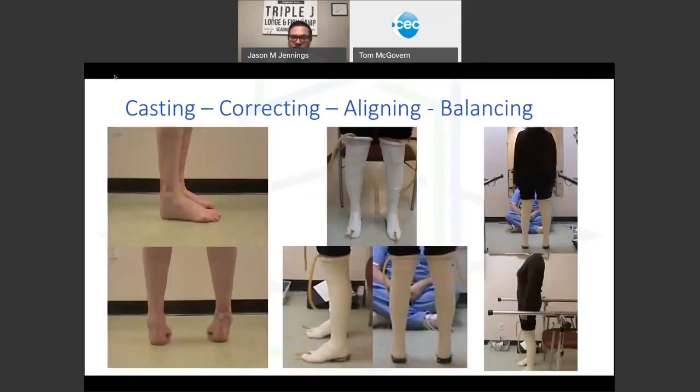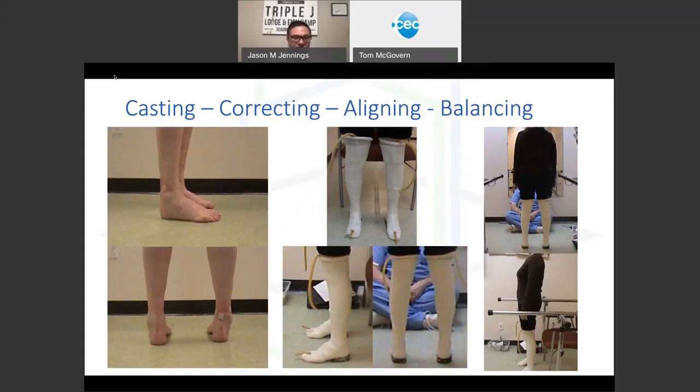The other thing that doing segmental casting allows you to do is as you're working your way up in your cast, you're correcting alignments, you're aligning them and balancing them. And I typically do my casting semi-weight bearing or full weight bearing, almost never non-weight bearing.